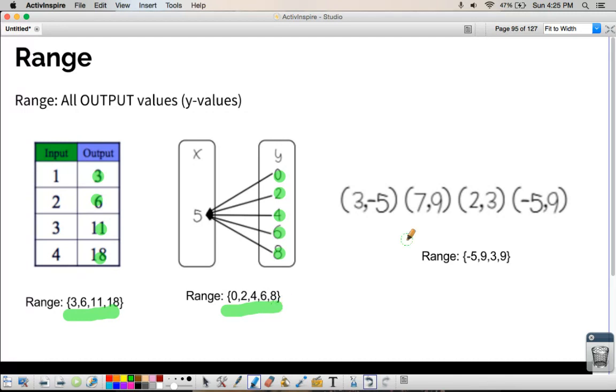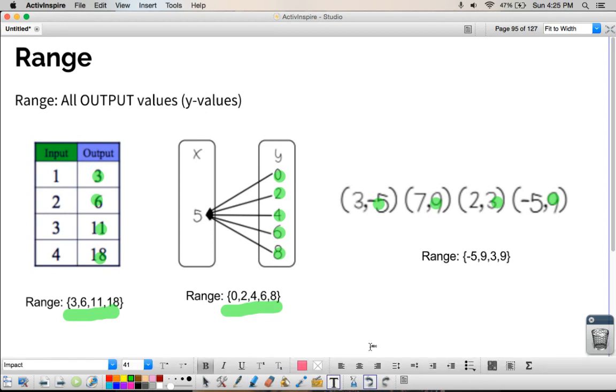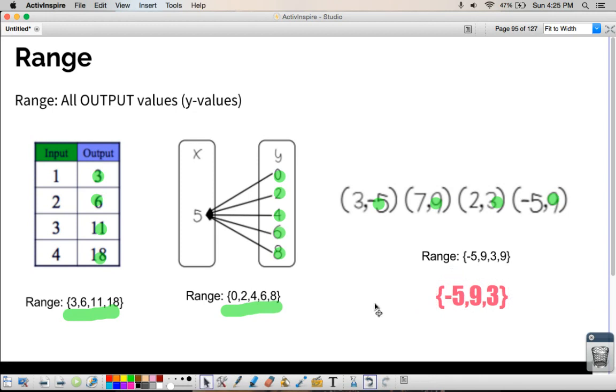In this last one, I have -5, 9, 3, and 9. So my range is -5, 9, and 3. So I know I put 9 in there twice, but you actually don't have to. So if you wanted to just put it as -5, 9, and 3, that's probably what they would give you as an answer choice on a test or on your EOG. So you actually don't have to put numbers down twice that repeat.